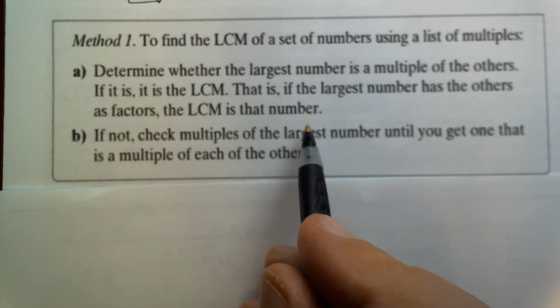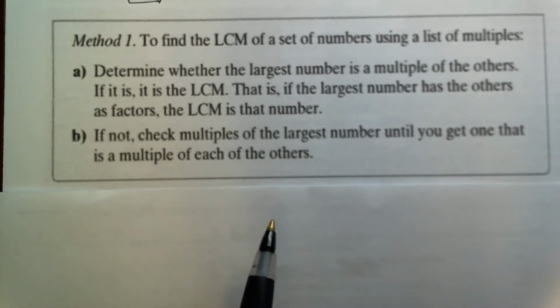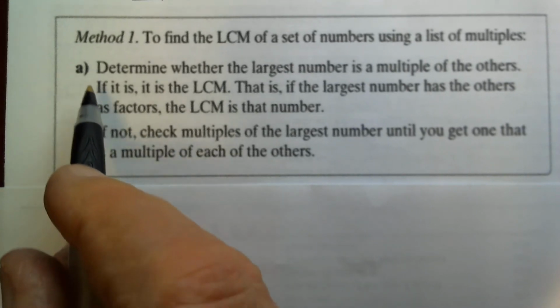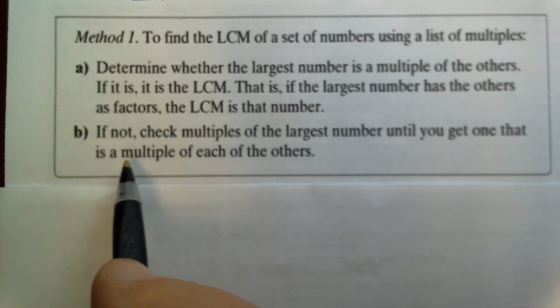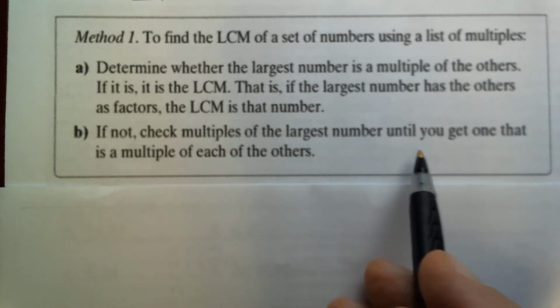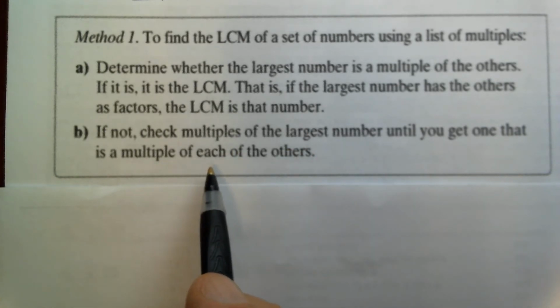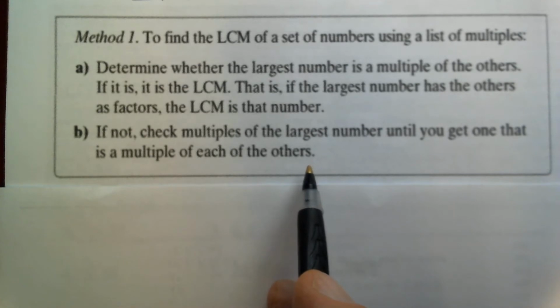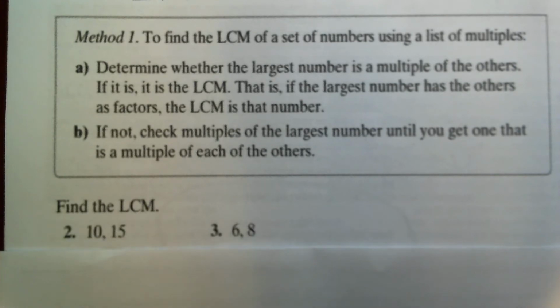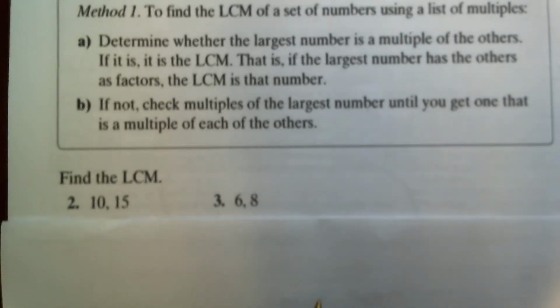Again, that seems a little bit confusing when you just read it, but when we look at an example, you get the point. I will point out, that's part A or part B. Now, if that's not the case, check multiples of the largest numbers until you get one that is a multiple of each of the other numbers. So we'll be doing that a few times, and then you get the idea how to do that.